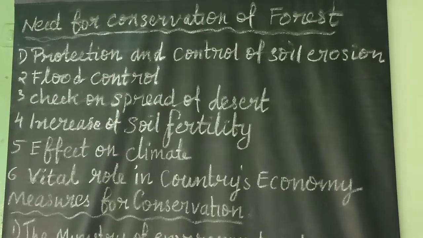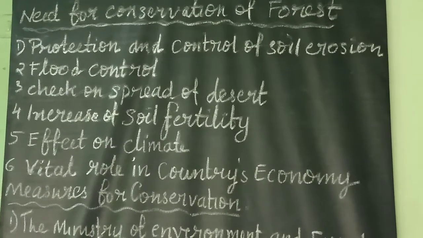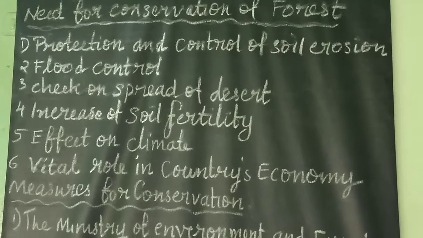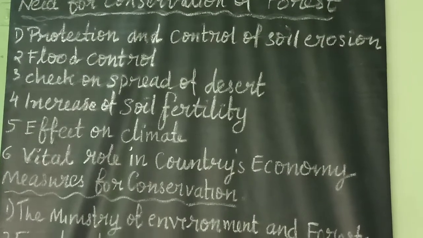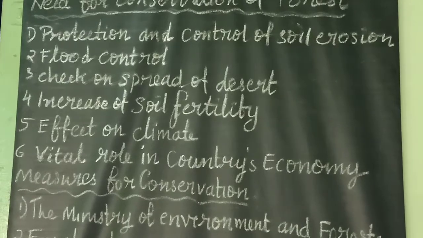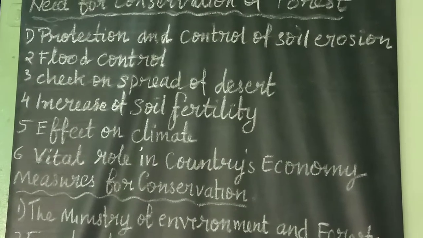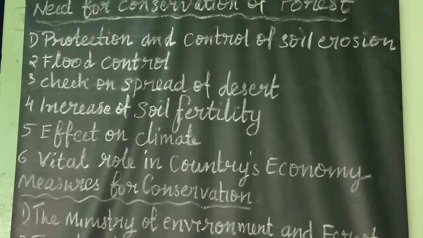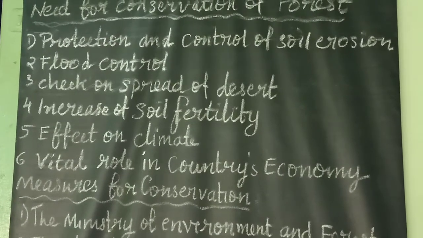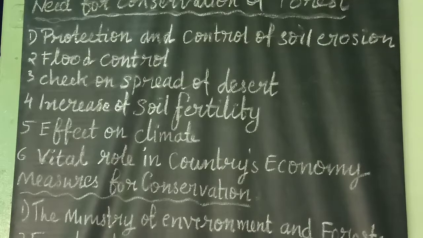Secondly, flood control. Roots of trees absorb much of the rainwater and use it slowly during the dry season. Trees also regulate the flow of water and help in controlling floods.